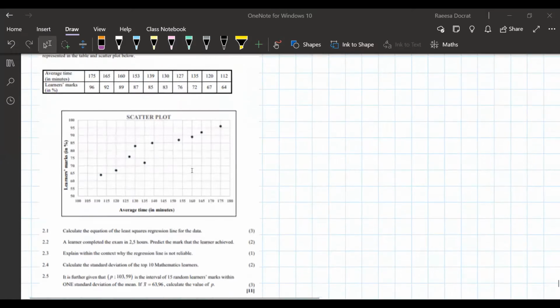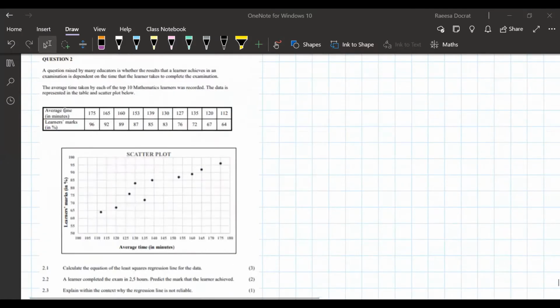So here we've got the data. We've got the average time, and that's our x coordinates, and then the learner's marks, which are our y coordinates. The one on the x-axis is also referred to as the independent variable, and the one on the y-axis is referred to as our dependent variable. Please remember that because they could also ask it to you in that form.